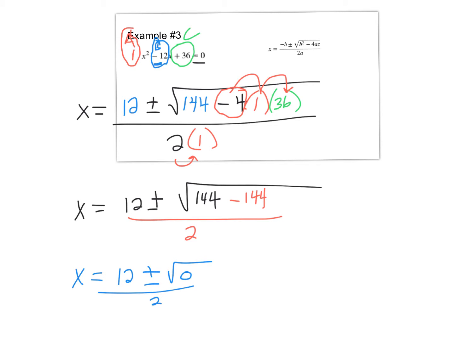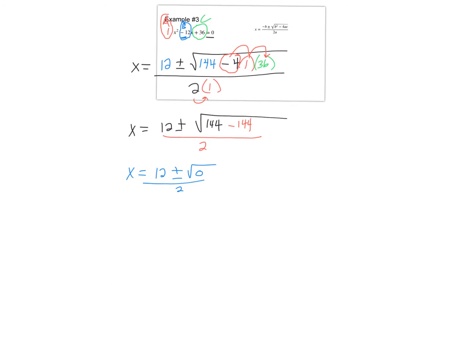Now again, this is where some students start to freak out because they say, well, gee, radical 0, that's no solution. I can't do this. But there is a solution. If you want to think about this the traditional way, what number times itself gives you 0 would be 0. 0 times 0 is still 0. Or if you do it on your calculator, the square root of 0 is 0. Okay? So, x equals 12 plus or minus 0 divided by 2.